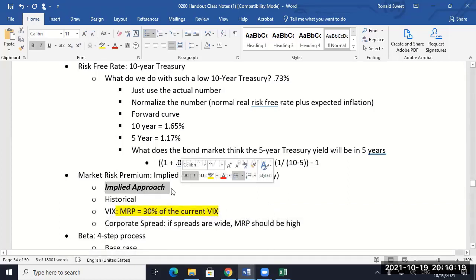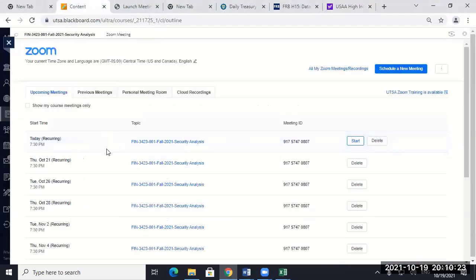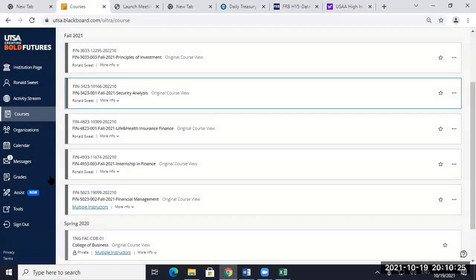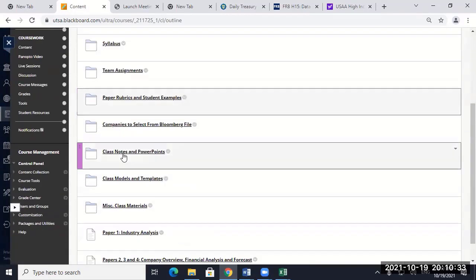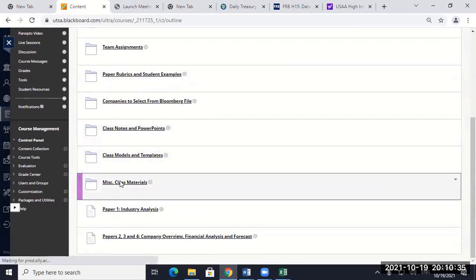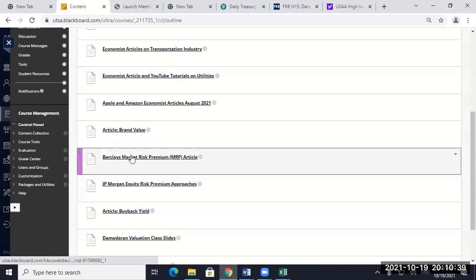So I recommend the implied approach. I may have given you a document. I'll have to look and see if I put it out there. If not, I will give it to you. Let's see if I put this out there for you. Yeah, here it is. So my favorite article on the implied approach is this Barclay.